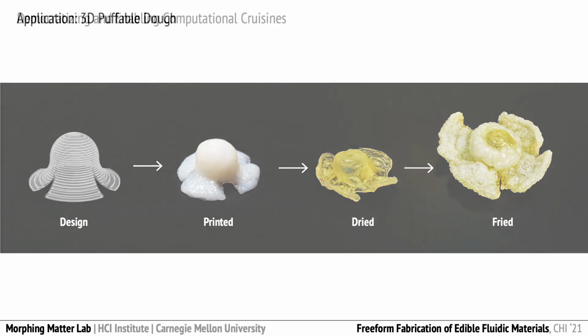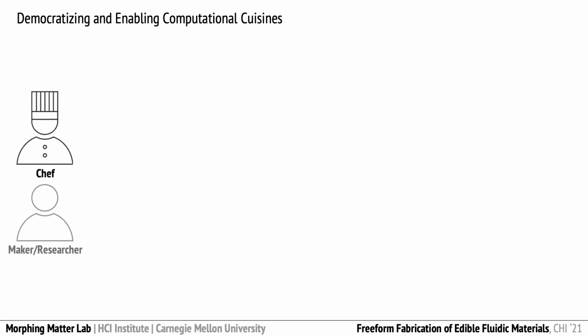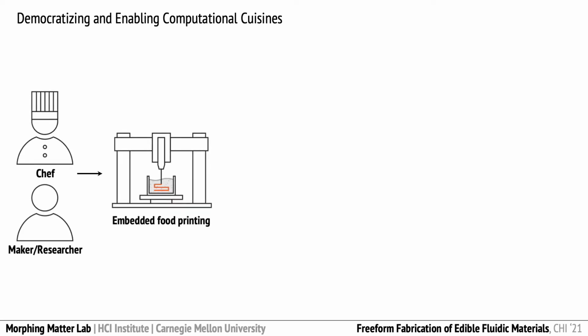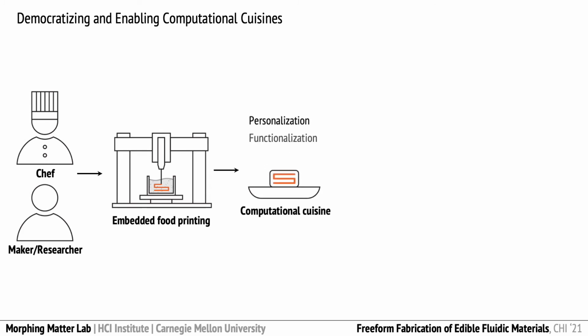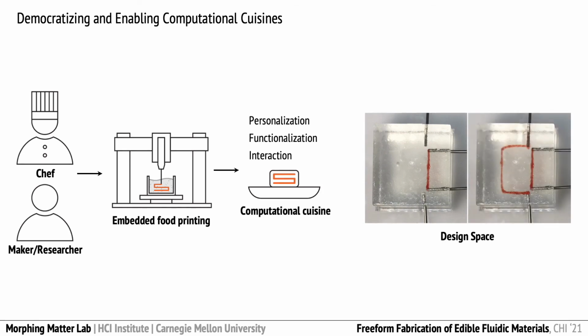Looking forward into the future, we believe that for shape makers and researchers using the embedded food printing method, we'll be able to create computational cuisines that are personalized, functionalized, and enable interactions, such as using food as holographic displays. This image shows a jelly block embedded with hollow channels. When perfused with dyed fluids, the jelly works as a segmented display to show the digits 1 and 0. But still, there are even more exciting design opportunities to explore in the future.